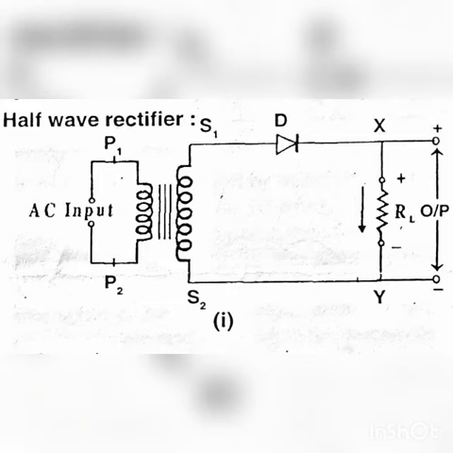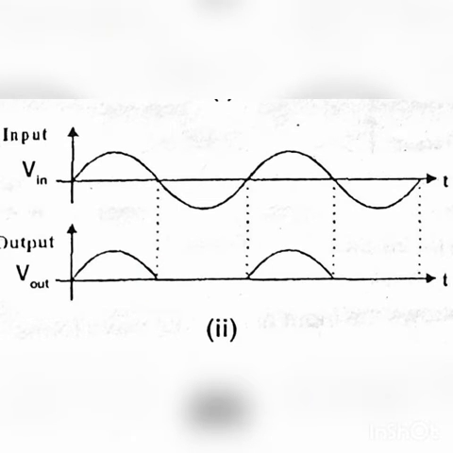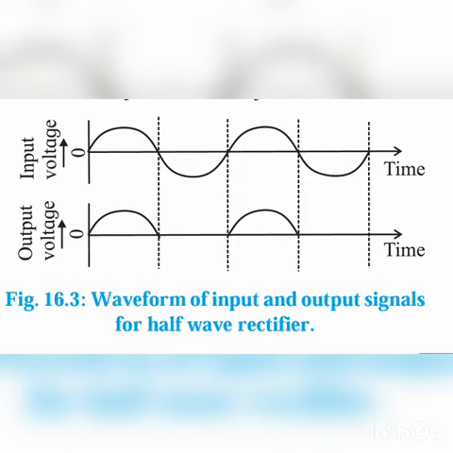This is the diagram of half wave rectifiers. Here D is diode. This is PN junction diode D, and we get the output voltage V. The output and input is given. Input signals are as above, sinusoidal wave, and output is one-sided wave, which is half wave, which is above side we get.